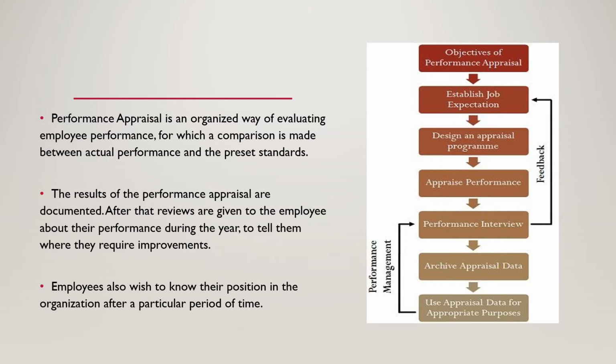So this is a very great diagram. This tells you that first of all, obviously we have objectives of performance appraisal, then establish job expectation, then design an appraisal program, appraise performance, interview, achieve appraisal data, and use appraisal data for appropriate purposes. So the performance management is in the last three blocks, like the performance interview, achieve performance appraisal data, and the use appraisal data for the appropriate processes is the performance management. And the second, third, fourth, and fifth blocks are their feedback.